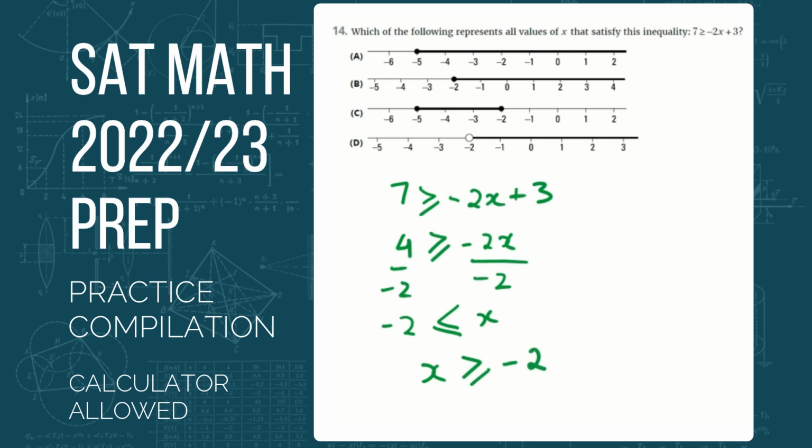All right, let's find this on the number line. The first one, the possible answers are B, because you see negative 2, and D. But since here we have an unfilled circle, that means negative 2 is not included in your answer. The only answer is B, because negative 2 is included in your answer, greater than or equal to.